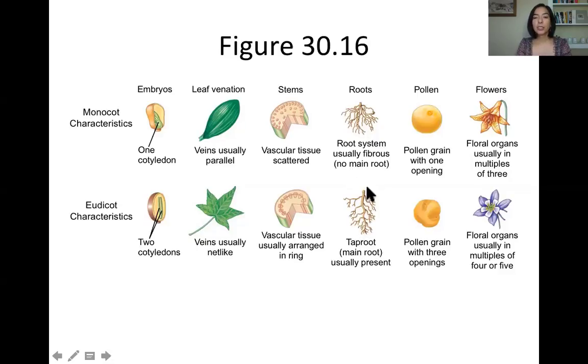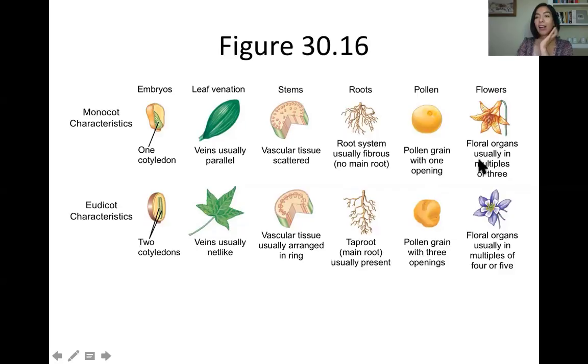Another feature that distinguishes monocots from eudicots is the opening. This opening in the pollen grain is very important. This is the area by which the pollen tube is going to emerge when the pollen is deposited in or on the stigma. Remember, the pollen tube that carries the two spermatic cells needs to emerge, and it emerges through these openings. In monocots, we have one opening, whereas in eudicots, we have 3 openings or more.